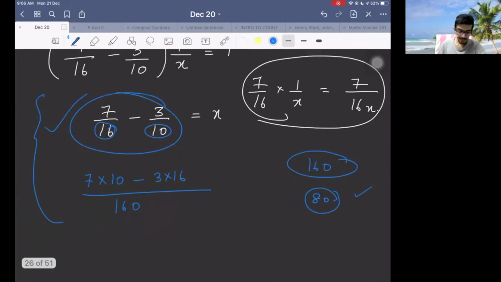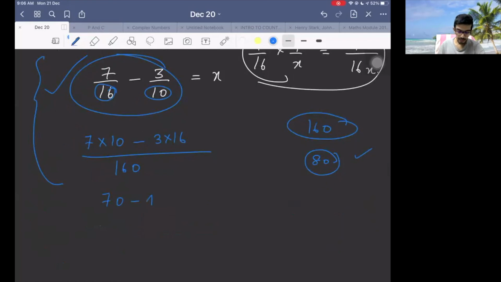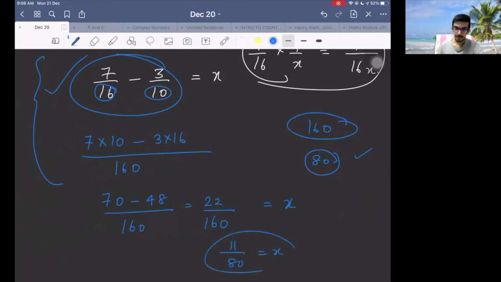So it's basically 70 minus 48 divided by 160. So that is going to be 22 divided by 160. And 22 divided by 160 is going to be 11 divided by 80. Okay.